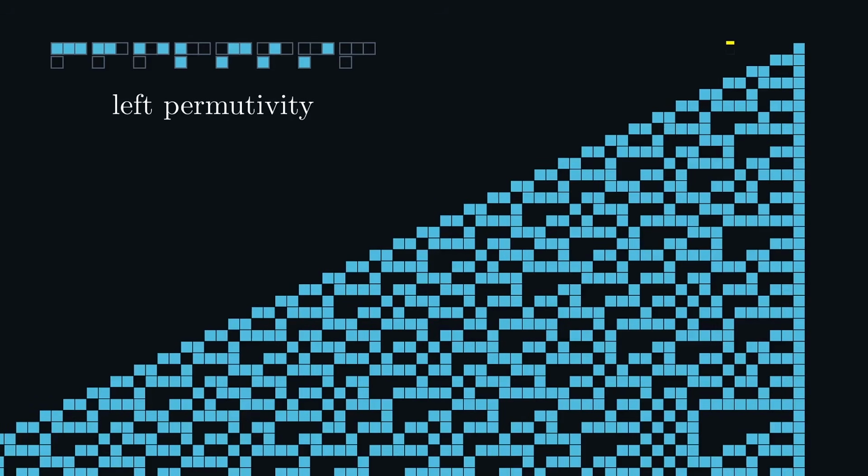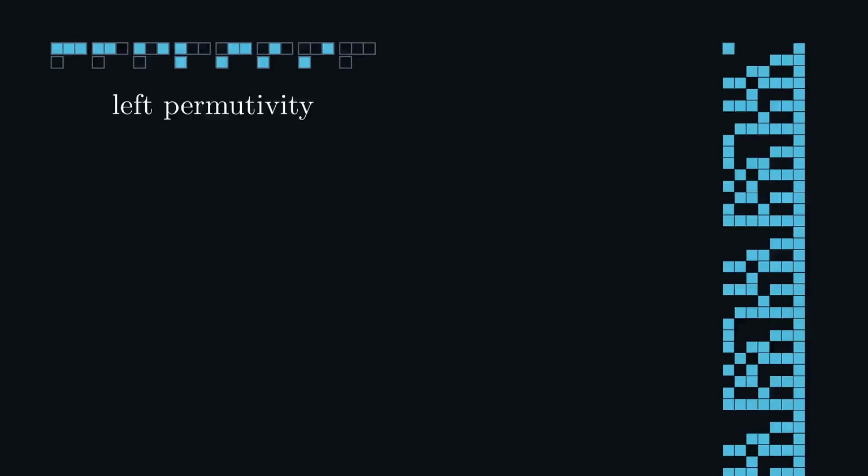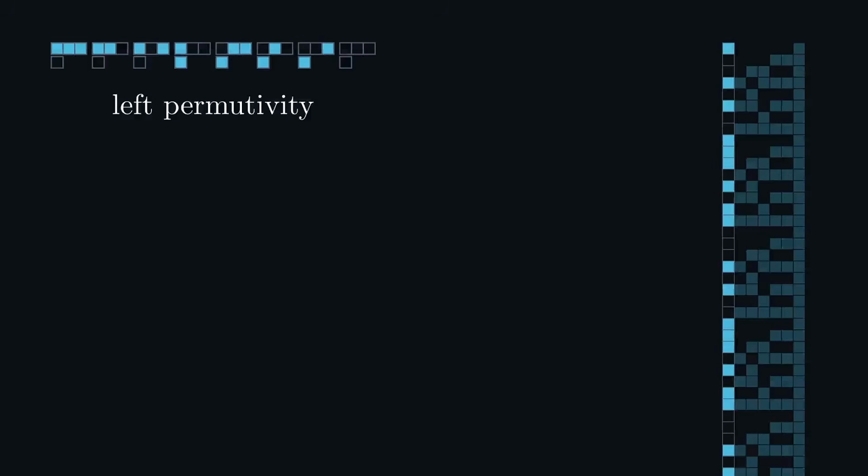What happens if we take a square in the initial state and flip its color? Ignore everything to the left and just focus on its diagonal. That flip causes the square directly below it to also flip. And that flip causes the square below it to flip.